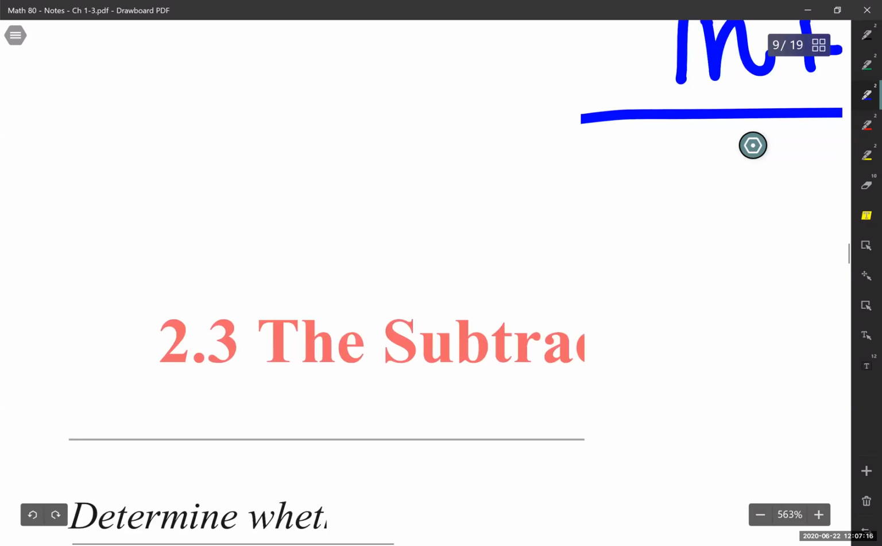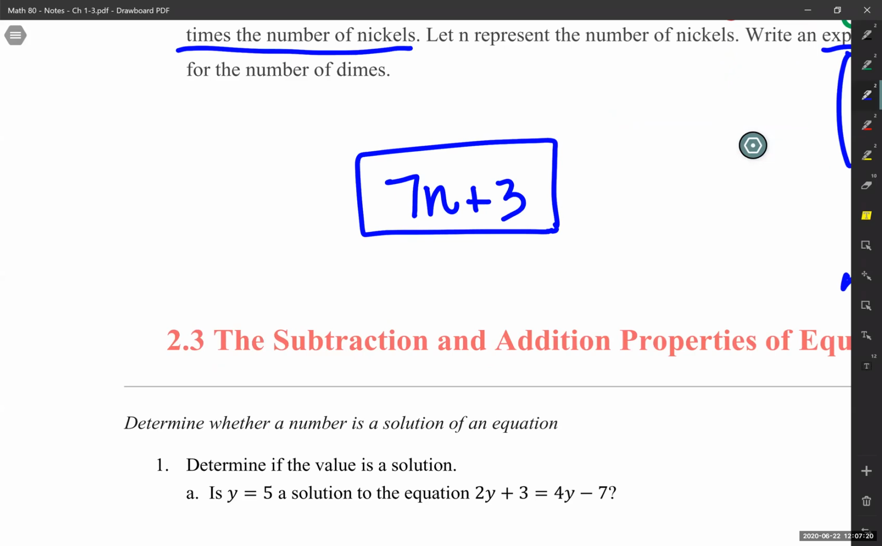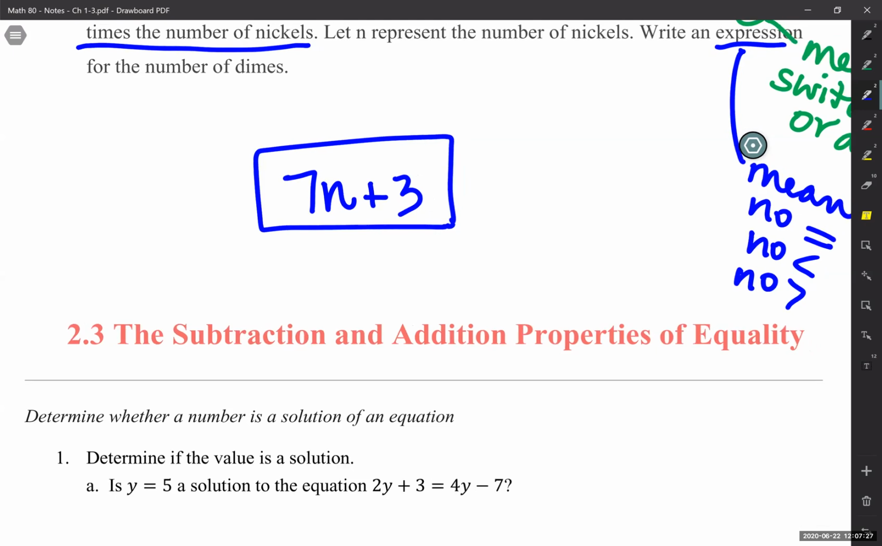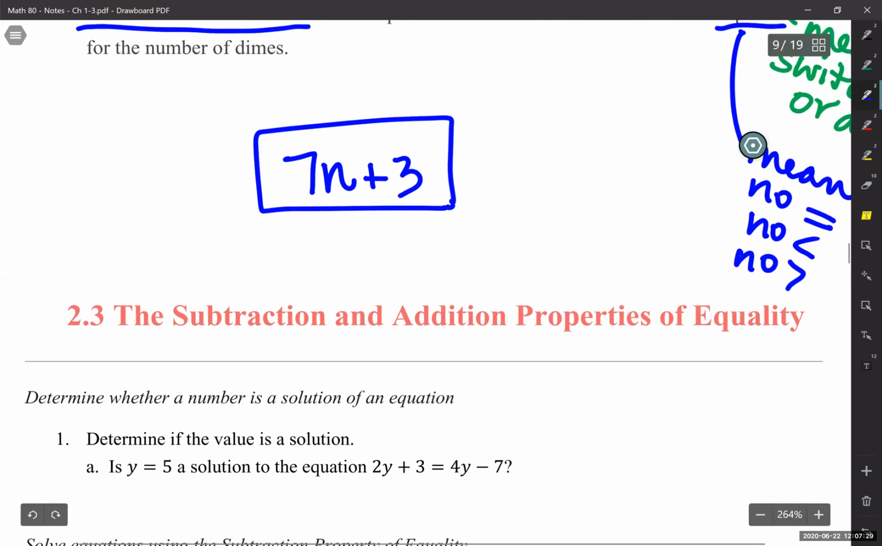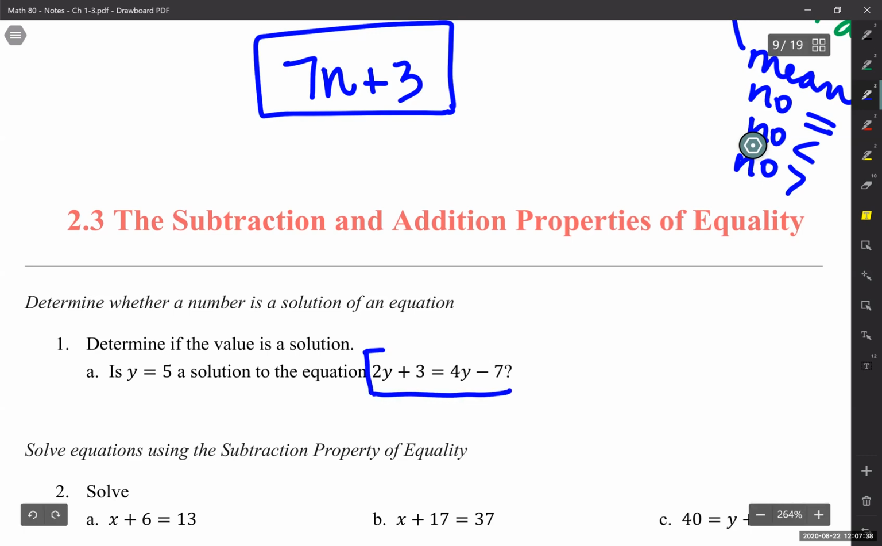Okay, so we have the last 2 sections. We're going to be talking about equations. So 2.3 is the subtraction and addition properties of equality. And so first we want to talk about what an equation is, what solutions are, and all that good stuff. So here in example A, we have an equation. This one's kind of complicated. Not really worried about that right now. Just looking at that equation, that's an equation because it has an equal sign. And we want to know if y equals 5 is a solution.